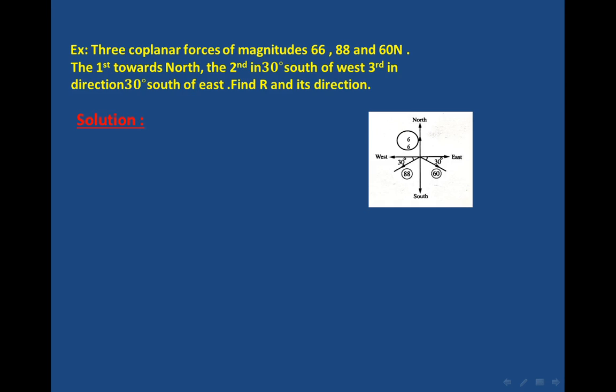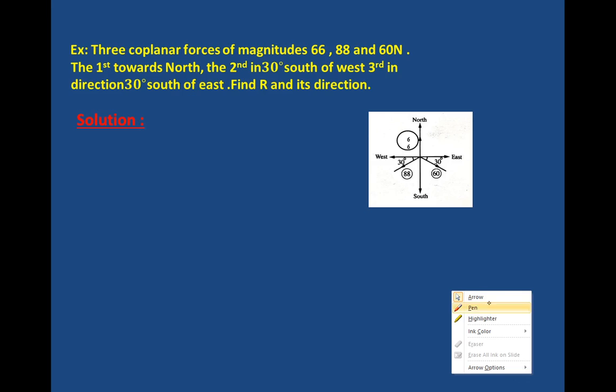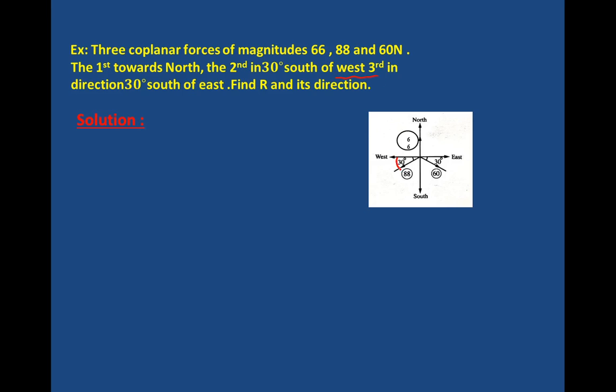Take care. The angle 30 degrees should be written beside the second word, south of the west. Here 30 degrees should be written between the force and the west direction. And the last one, 30 degrees south of the east, then I write 30 degrees between the force and the east direction.